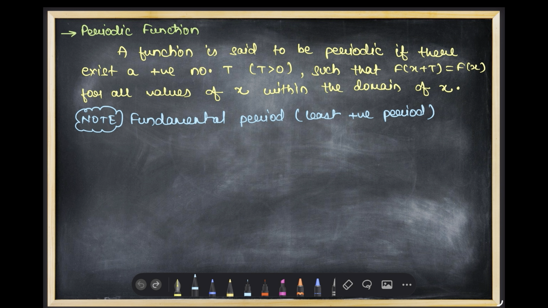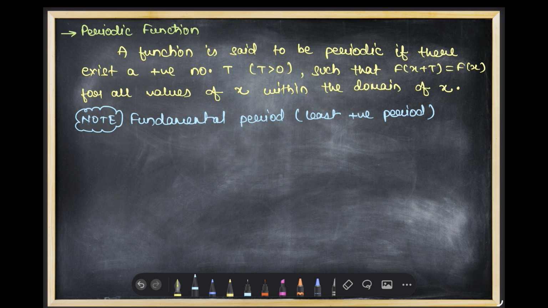What is the definition? A function is said to be periodic if there exists a positive number t, so that t has to be positive, such that f of x plus t is equal to f of x. This is a very important line: f of x plus t equals f of x. Be careful about that. It should be true for all x within the domain of x, then you can say it is a periodic function, and this t defines the period.